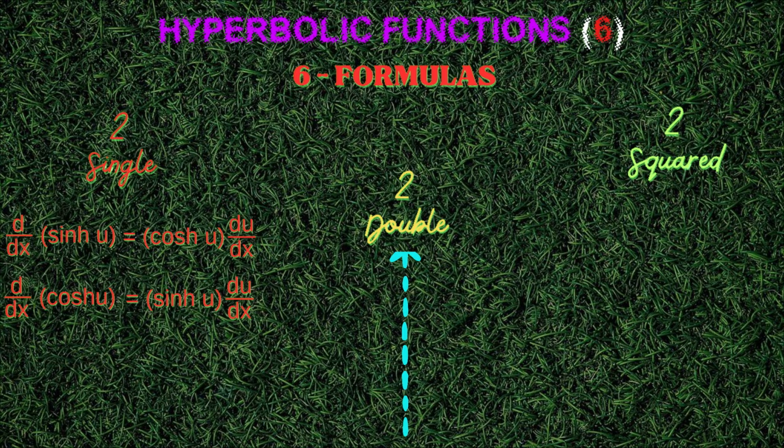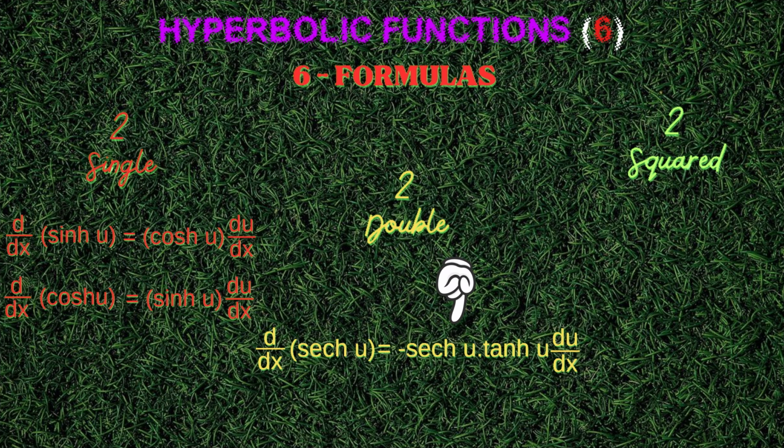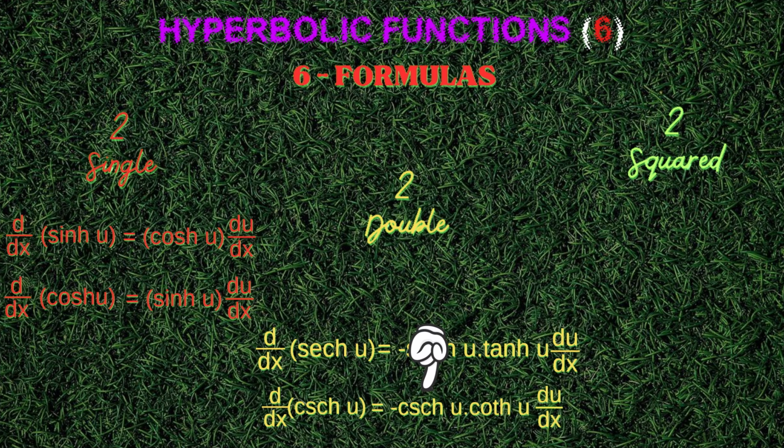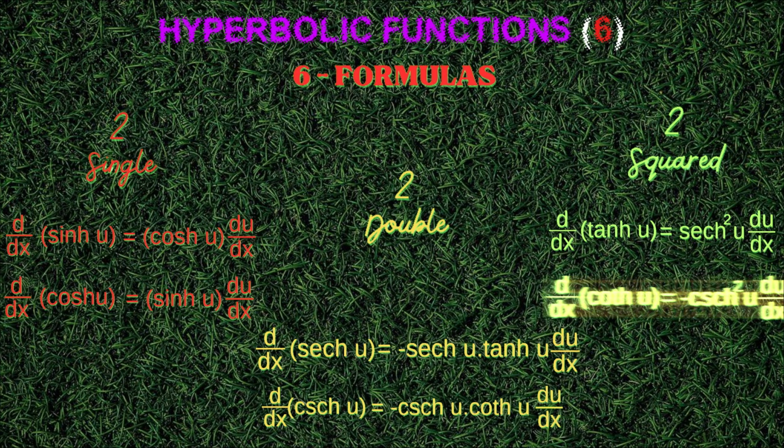Then punta tayo sa double. Dito we have hyperbolic secant and hyperbolic cosecant. Ang derivative ng hyperbolic secant is negative sech u times tanh u times du dx. Then for the derivative of hyperbolic cosecant, we have negative csch u times coth u times du dx. So tandaan nyo, laging magkasamang secant and tangent, tapos cosecant and cotangent.